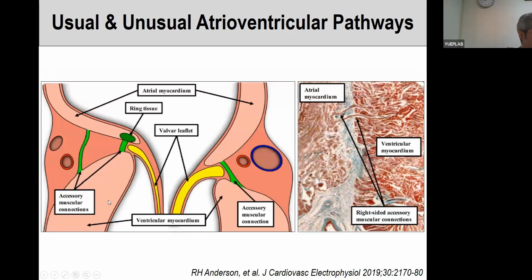This is the atrium and ventricle. This is the usual accessory pathway between atrium and ventricle. However, there is an unusual atrioventricular pathway like this. The atrial insertion is with ring tissue. This is a node-like tissue.